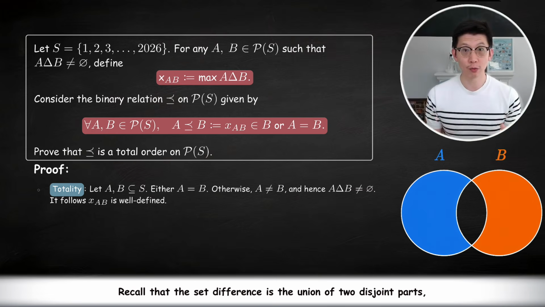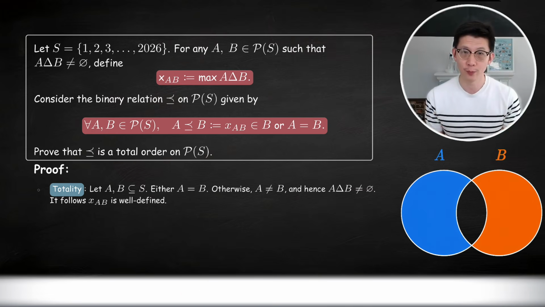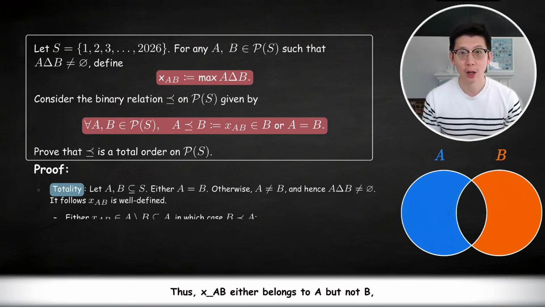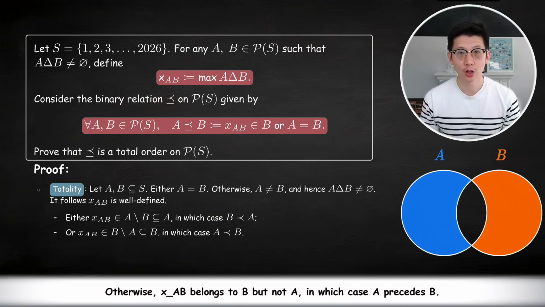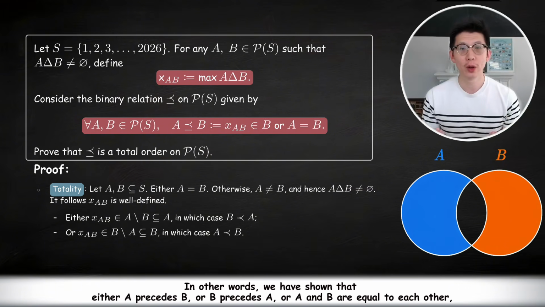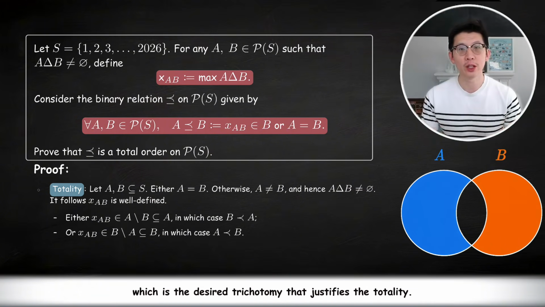Recall that the symmetric difference is the union of two disjoint parts, namely A set minus B and B set minus A. Thus, XAB either belongs to A but not B, in which case B precedes A. Otherwise, XAB belongs to B but not A, in which case A precedes B. In other words, we have shown that either A precedes B, or B precedes A, or A and B are equal to each other, which is the desired trichotomy that justifies the totality.